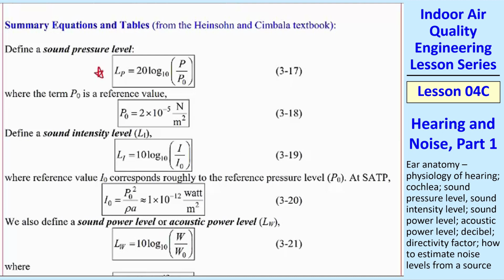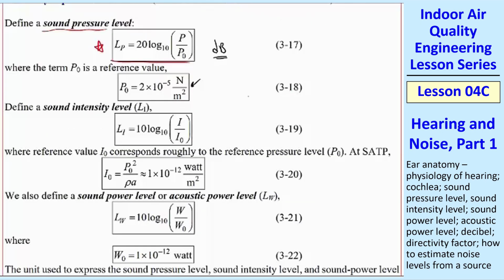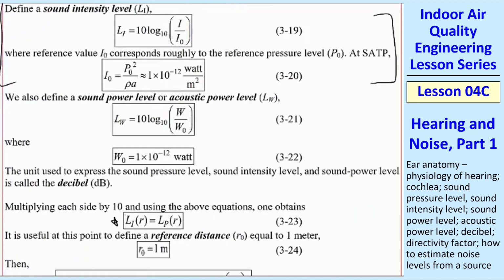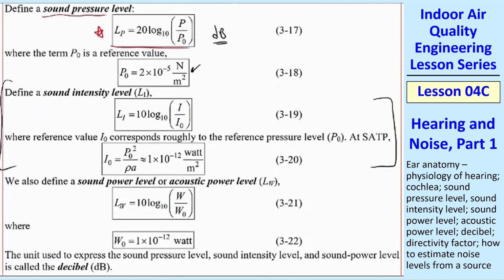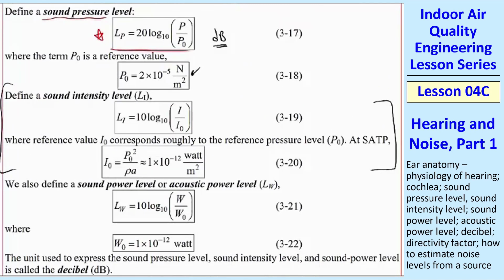This is the most important equation. We'll always be using sound pressure level in dB. This is what most people talk about when they say, how loud is the sound that you're hearing? And the answer is this value in dBs or decibels. This is the reference value. I'm going to skip sound intensity levels. Those are defined the same way. Li and LP are the same. So we're only going to use LP as our primary indicator of sound level.